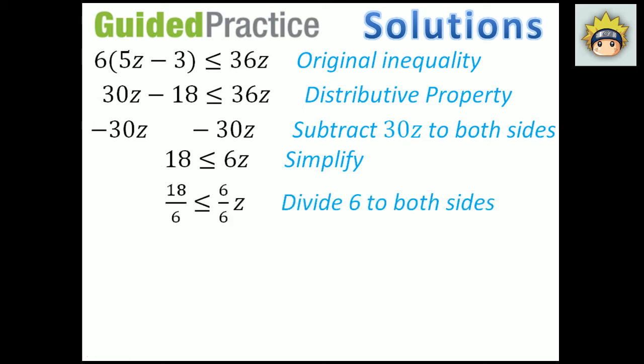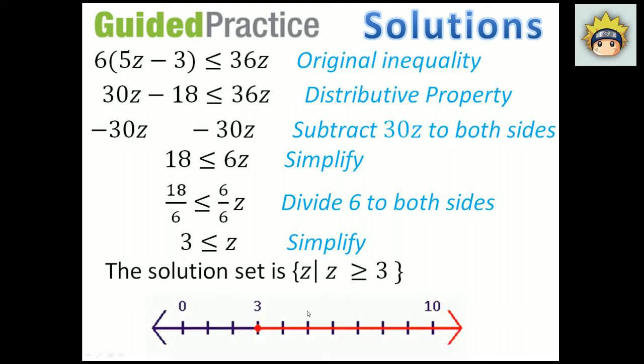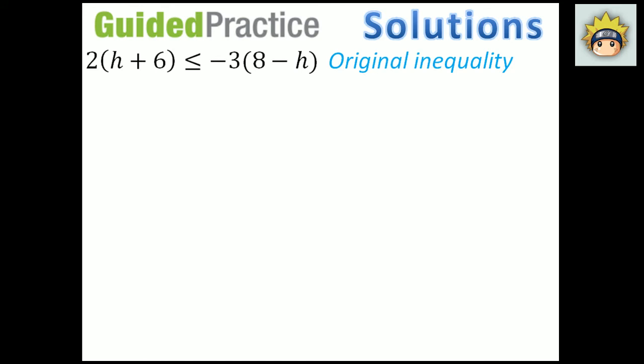Divide by 6 on both sides. You should get negative 3 is less than or equal to z. Remember, this should be a minus here. So my solution set is z is greater than or equal to negative 3. This should be a negative 3, but it's still going to the right. Sorry about that. Next problem.